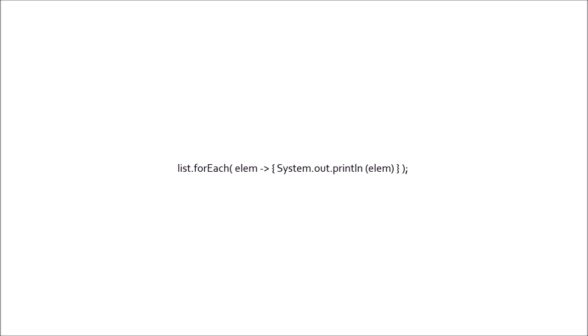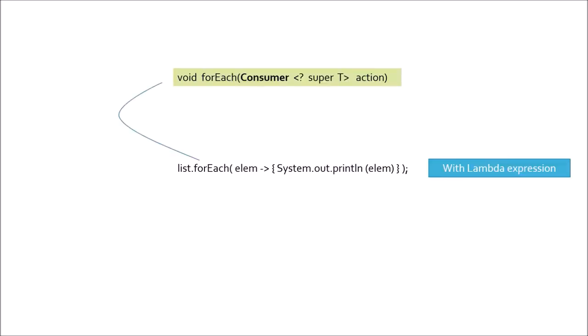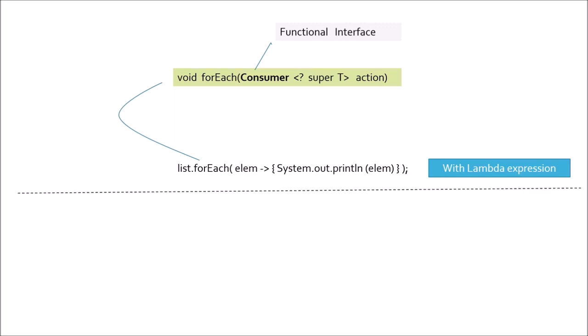If you look at the internal implementation of forEach, it is like void forEach accepting a consumer. Now what is a consumer? Consumer in Java 8 is introduced as a functional interface. So forEach accepts a consumer only, or any implementation of consumer, but consumer is a functional interface.